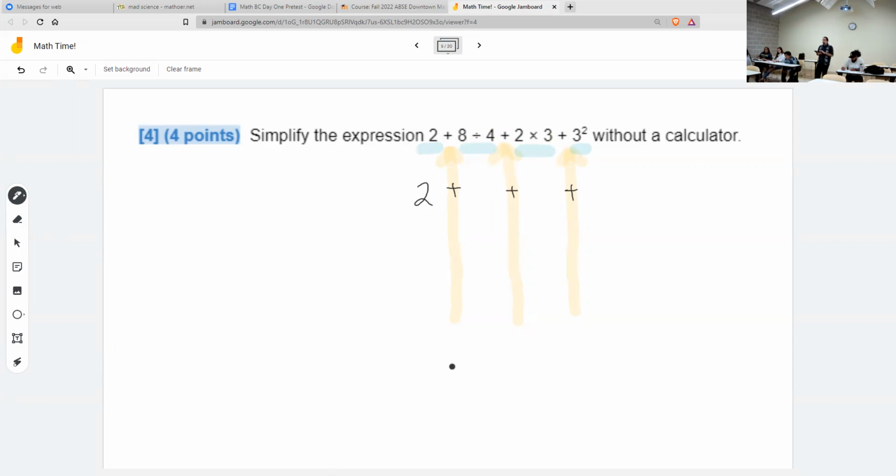8 divided by 4. How much is 8 divided by 4? 2. Okay. And if I have 8 things and make 2 groups of 4, I've used up all my 8 things. 2 times 3, 6. And then 3 multiplied by itself. 3 times 3.